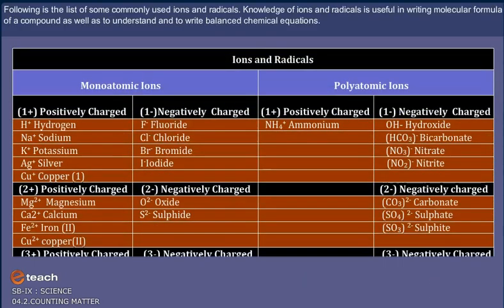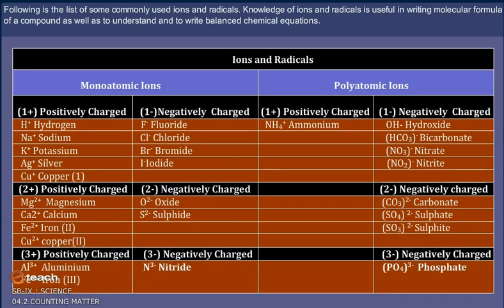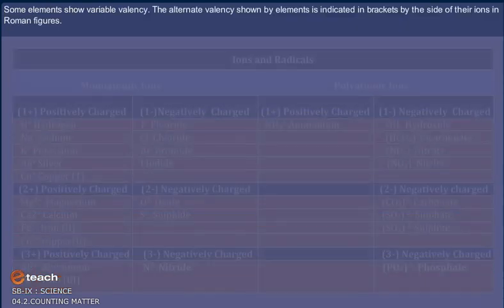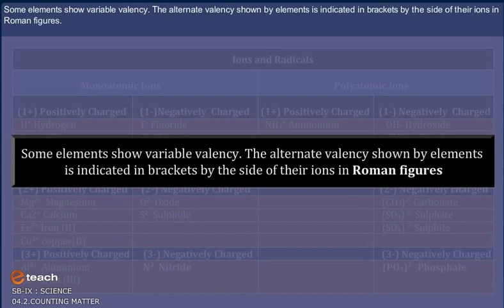Following is the list of some commonly used ions and radicals. Knowledge of ions and radicals is useful in writing the molecular formula of a compound, as well as to understand and write balanced chemical equations. Ions and radicals. Some elements show variable valency. The alternate valency shown by elements is indicated in brackets by the side of the ions in Roman figures.